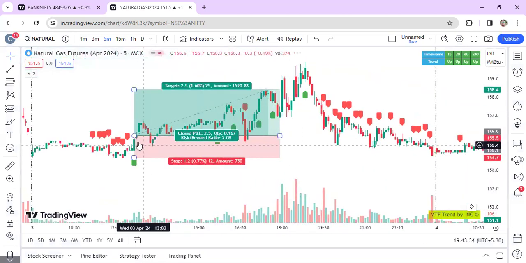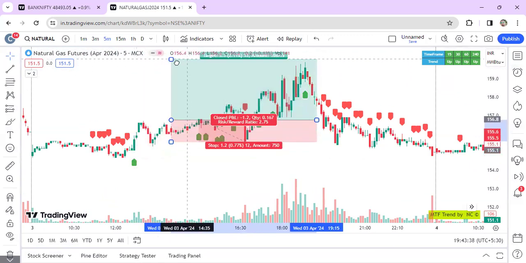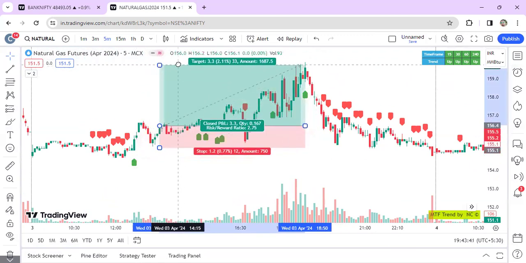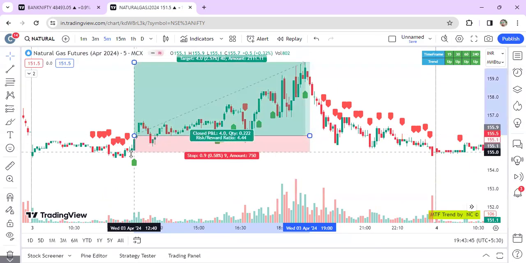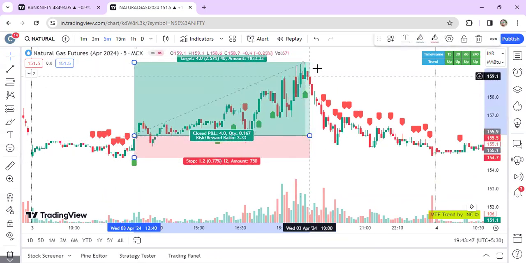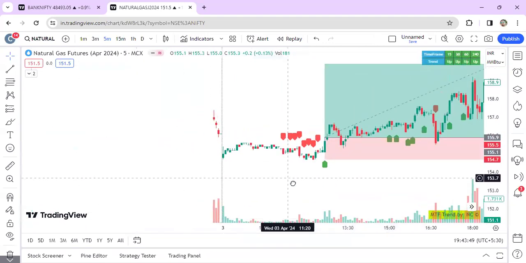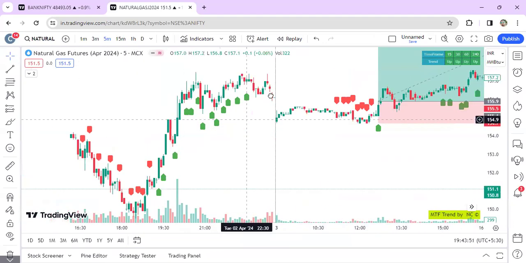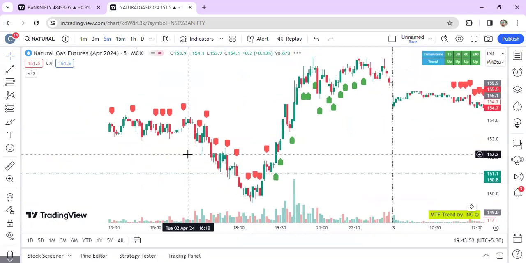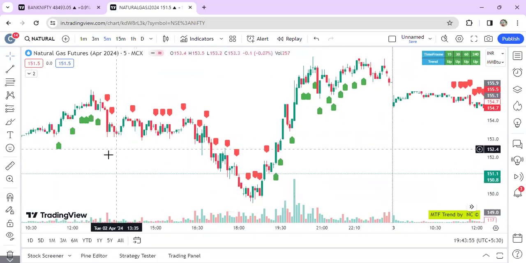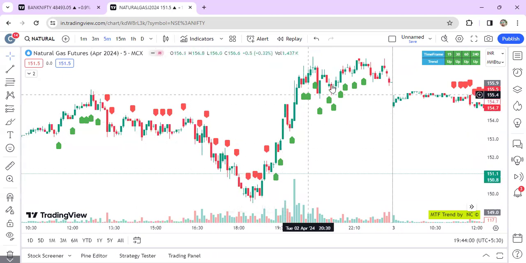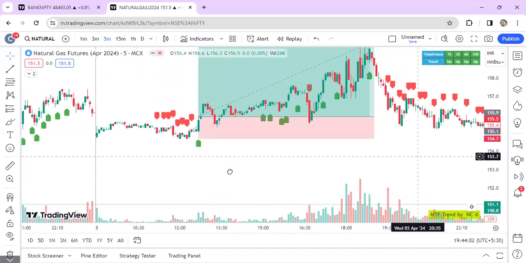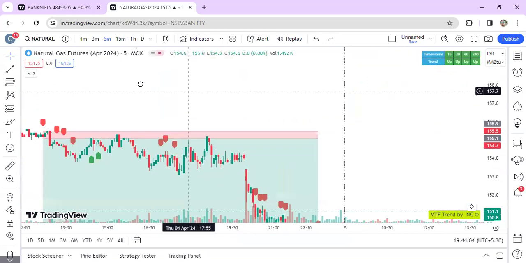Before that, see here, we got one long opportunity. We got more than 1:3. So this is how beautifully this indicator is working in the commodity. I don't need to show you by drawing. You can see how beautifully it is trending. So in every market, it is working.